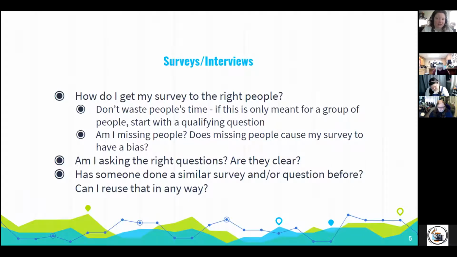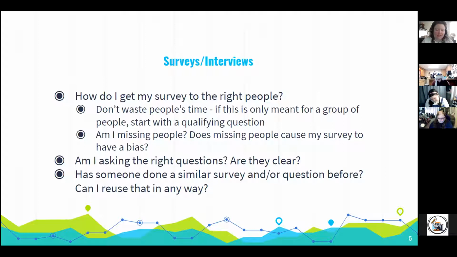So when you're putting together your surveys or interviews, there's 3 big questions that you need to ask yourself. The first is, how do I get my survey to the right people? First of all, you don't want to waste people's time if this is not really meant for them. Start with a qualifying question. If you're only looking for people who showed up to an event, your first question should be, did you show up to such and such event? And if they didn't, then it closes out the survey for them, and they don't have to go through answering all those questions for something that you're not going to use their answers for.